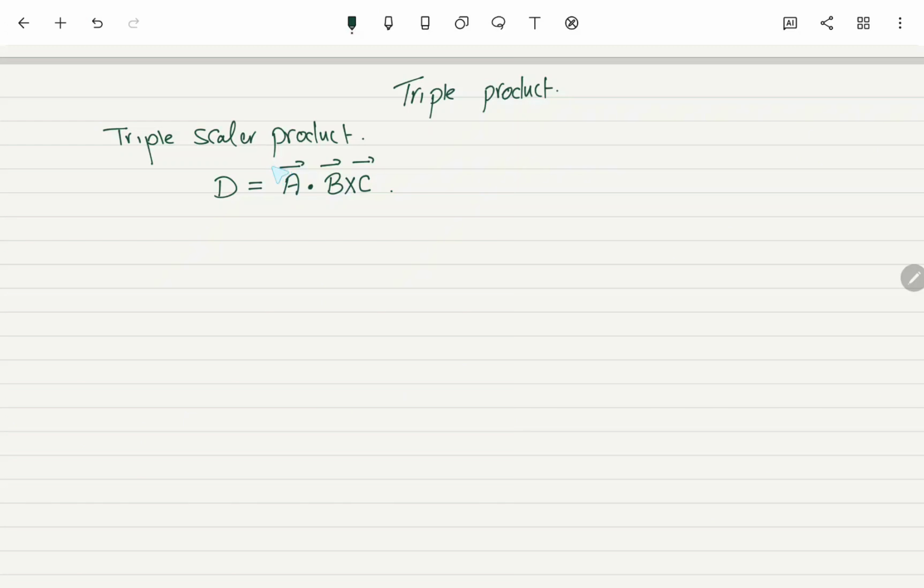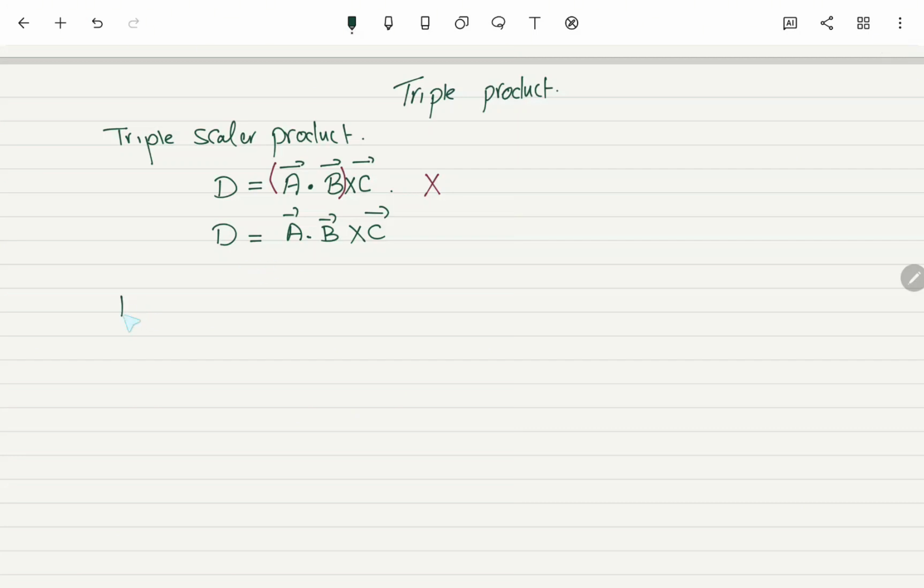But if we, for instance, include parentheses here, it has no meaning whatsoever, because A dot B is a scalar quantity, and a scalar cannot be cross product with a vector. So you cannot do this. From now on, D equal to A dot B cross C. So the priority here is for the cross product, then the dot product.